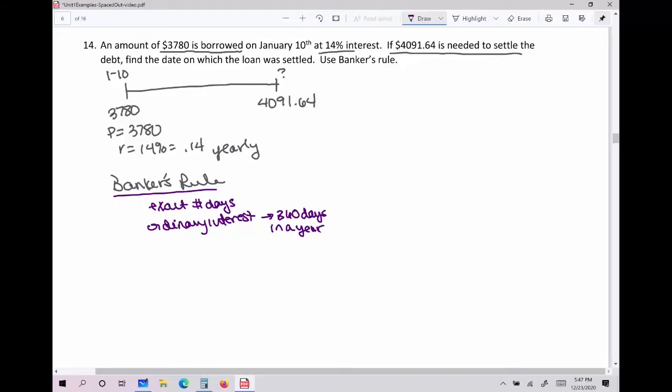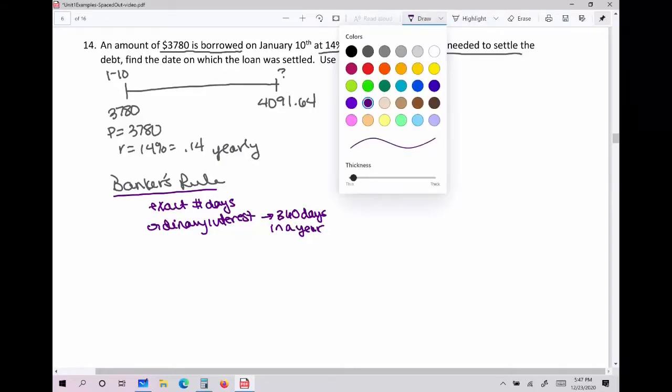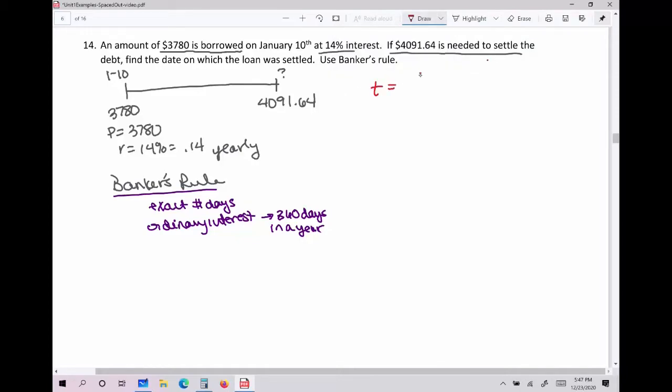We're going to use the same equation that we did before: T equals I over PR. But we don't know what I is, so we have to find I. I is going to be S minus P, so it's the interest earned: 4091.64 minus 3780. In this case, the interest earned by the lender is $311.64.